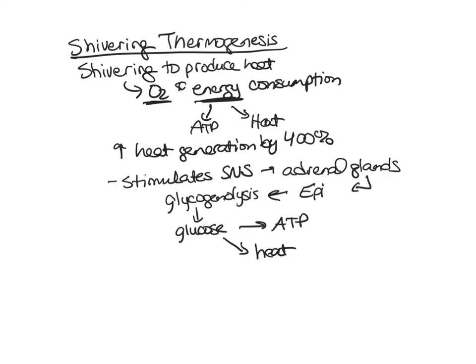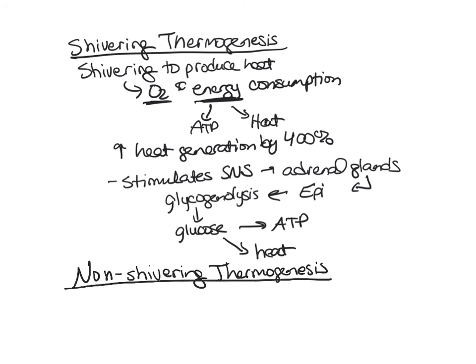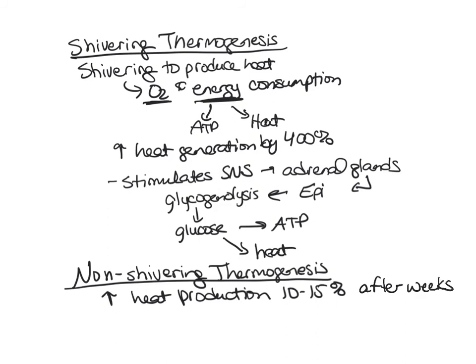Another type of thermogenesis is called non-shivering thermogenesis. So non-shivering thermogenesis is heat that's produced without shivering. It will increase your heat production by 10 to 15%. But it takes weeks. It's not something that happens immediately like shivering does. This involves hormones. It involves the release of hormones.